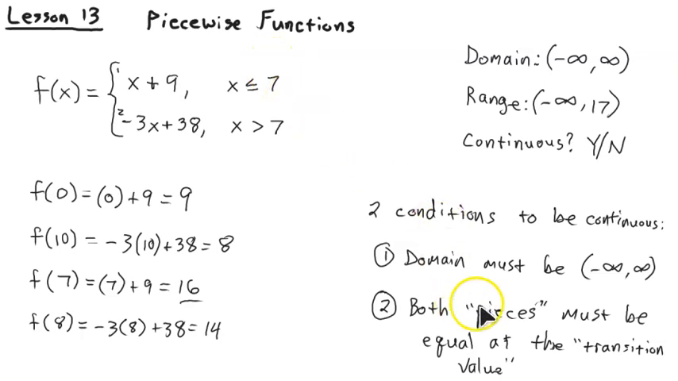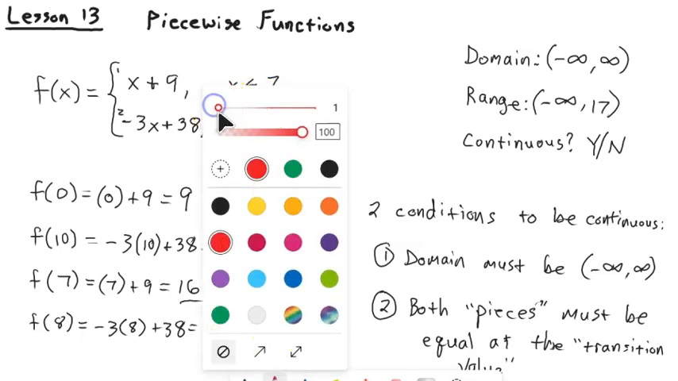So what we're going to do is find out if both pieces are equal at the transition value. And the way you can find that is by plugging the number into the piece. So plug 7 in here, plug 7 in here. If you get the same number, it's continuous. If you don't get the same number, it's not continuous. So let's go ahead and do that real quick.